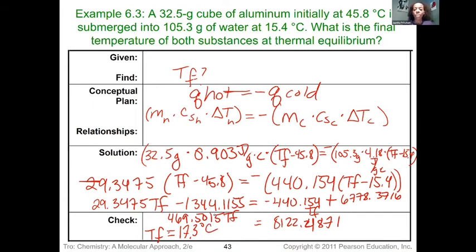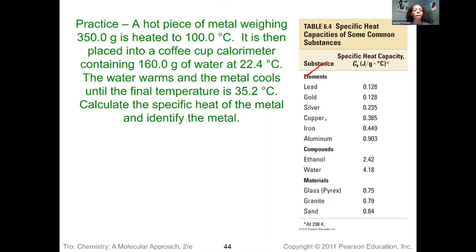Okay, so it's all about the algebra and making sure you're putting things on the proper side. Remember, the hot object, whatever it loses, is equal but opposite to what the cold object gained. We're then plugging in the respective masses, specific heats, and then solving for that thermal equilibrium value, which would be equivalent on both sides. Final example, we have one final example here.